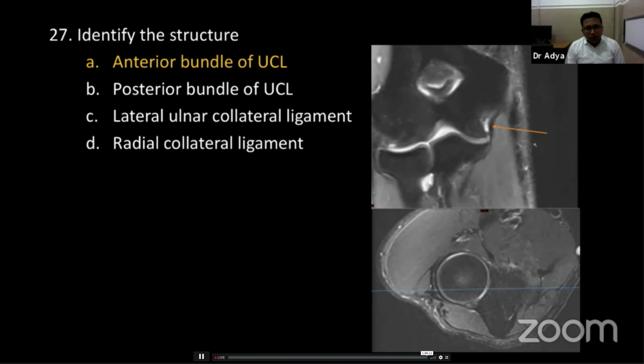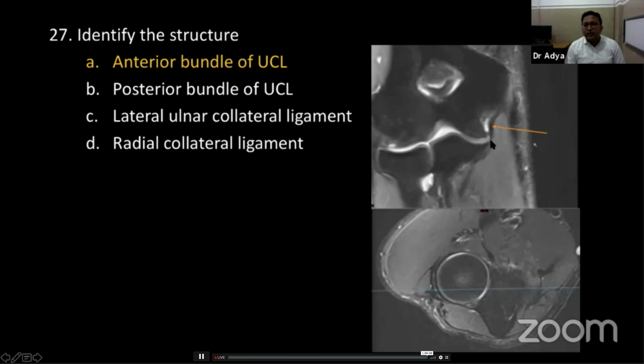Now an important sign is seen here in case of tear, known as the T sign, because its insertion at the sublime tubercle is very sharp, and in case of tear, fluid will seep into it and lead to a bright signal here. So it will lead to a bright signal as the horizontal part of the T and the dark signal of this ligament, or you can take this fluid collection as the vertical segment of that T. So this T sign is seen in anterior bundle of UCL rupture.